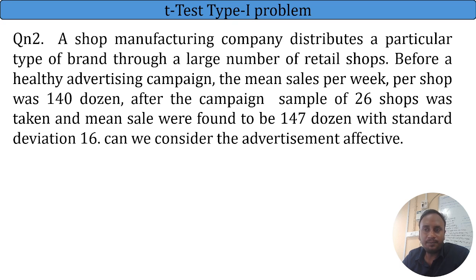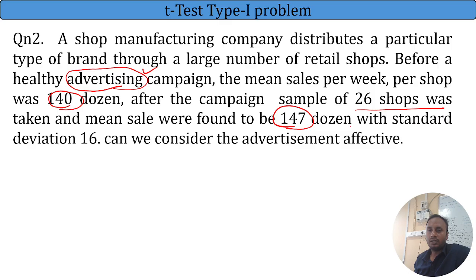Here we don't have to calculate actually; we'll go directly. So the idea is, they are giving a soap manufacturing company. A manufacturer distributes a particular brand through a large number of retail shops before the advertising campaign. The mean sales per week per shop was 140 dozen. After the campaign, a sample of 26 was taken, so that will be the n, and the mean sale was found to be 147 dozen with a standard deviation of 16. So can we consider the advertisement effective or not?